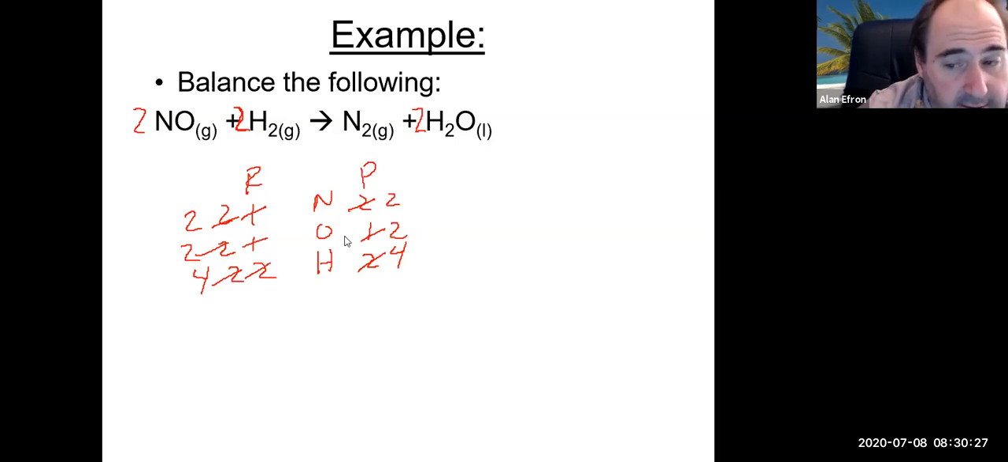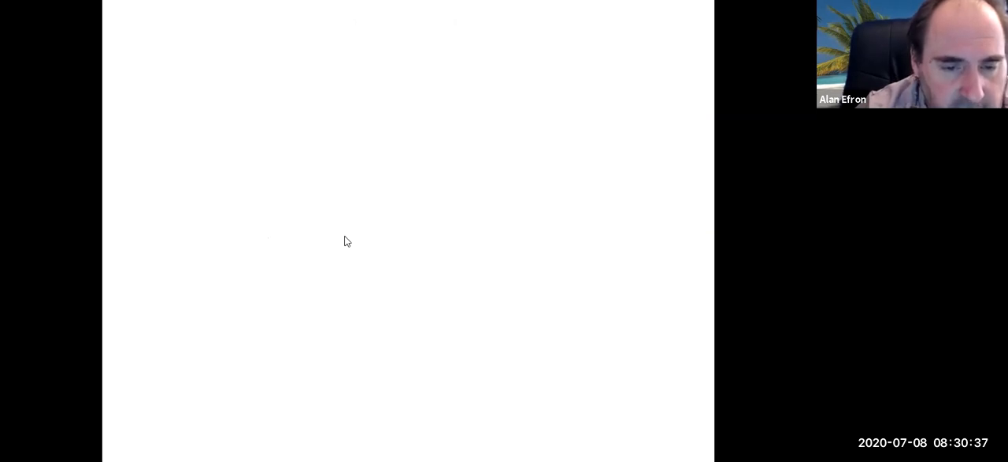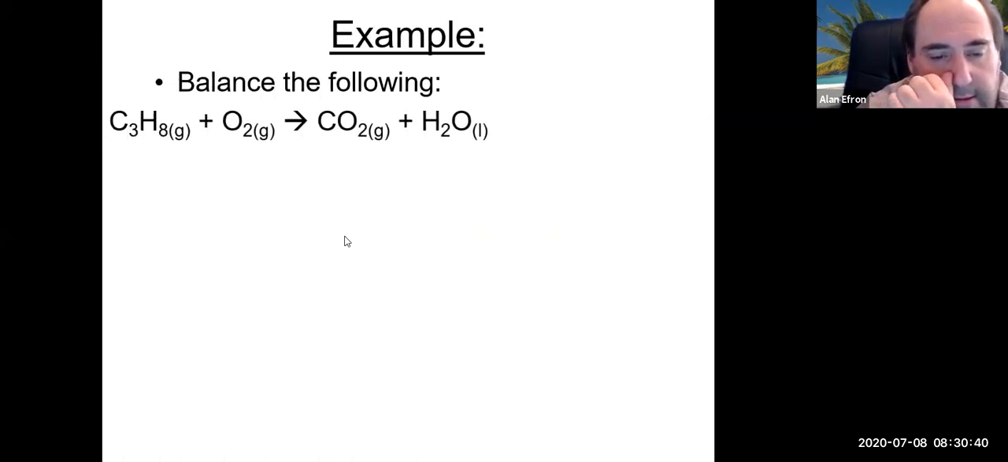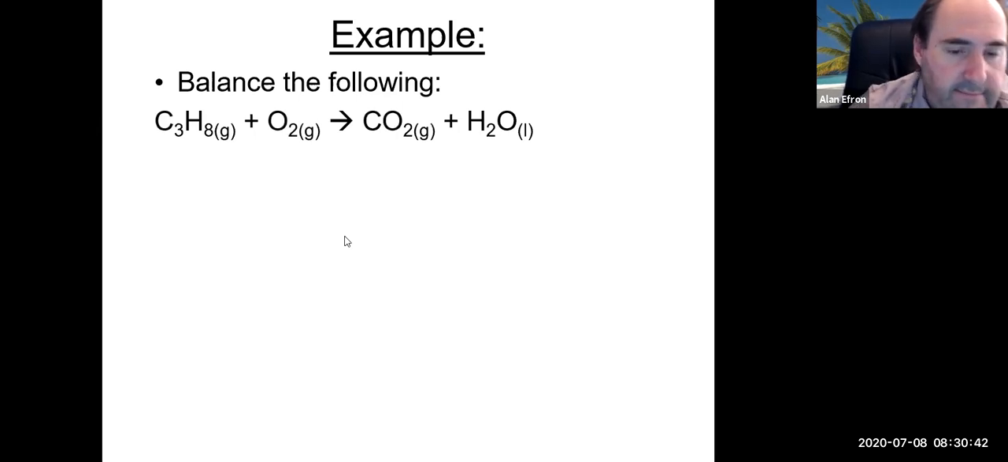So again, a reminder that it's just the coefficients, none of the numbers in between. We don't change any of the little numbers or anything like that. Okay. Why don't you try the next one then? See what you come up with.